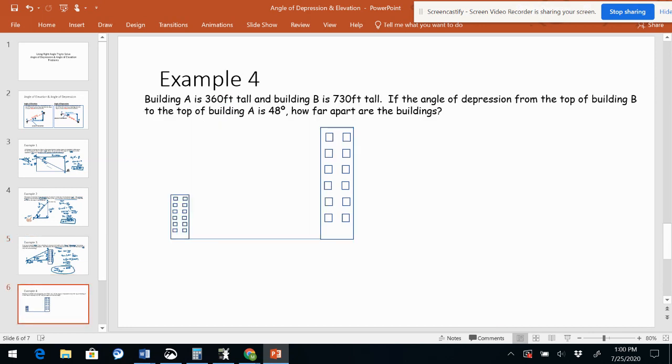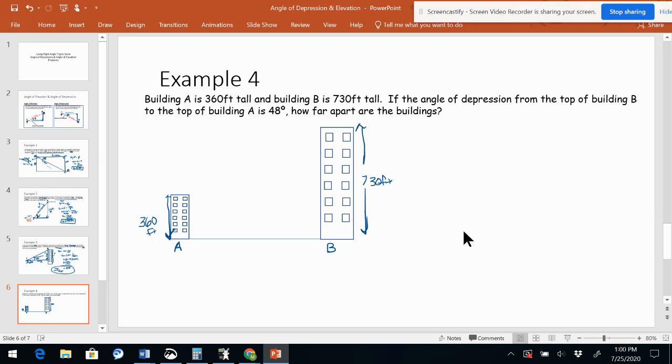Okay, let's do one more. Building A is 360 feet tall. Okay, I'm going to label this as I read it, 360 feet tall. Building B is 730 feet tall. All right, so I've got these two buildings.